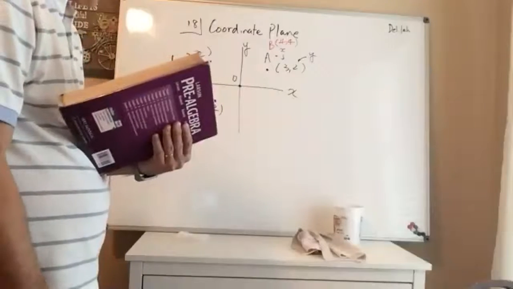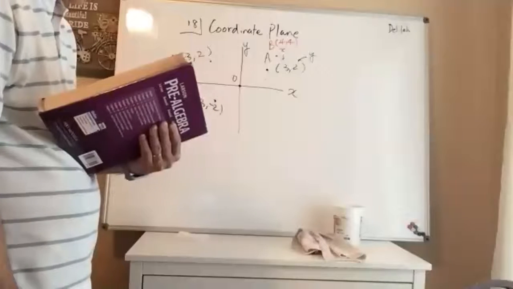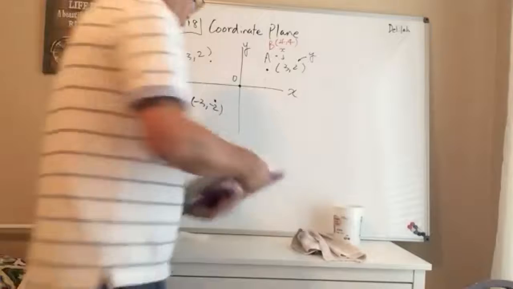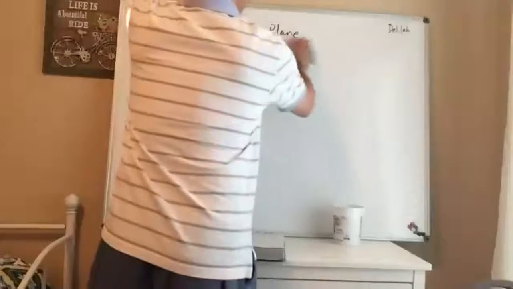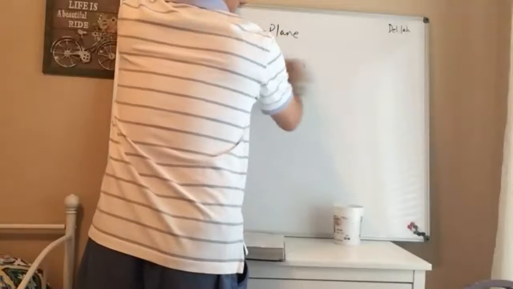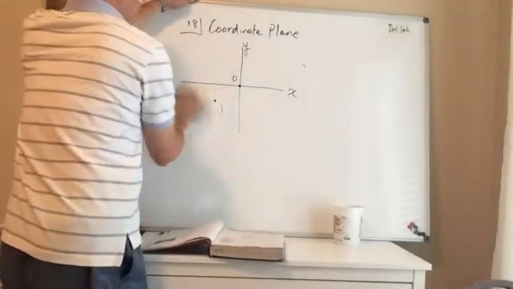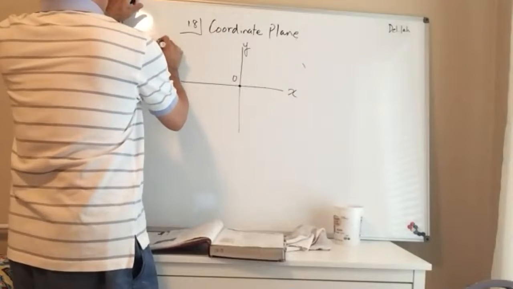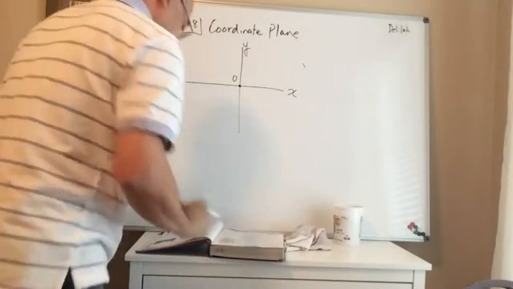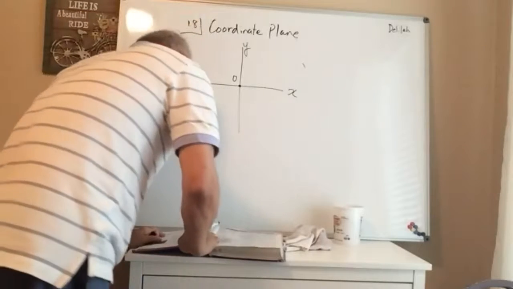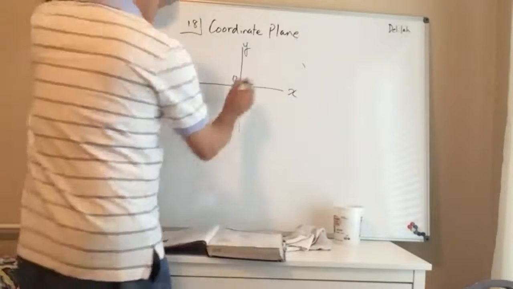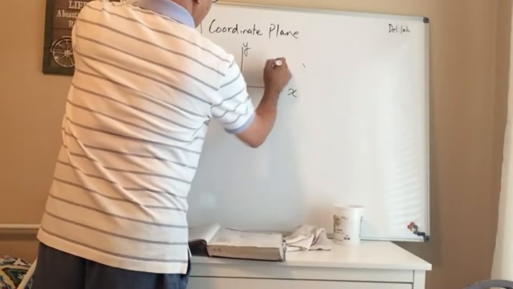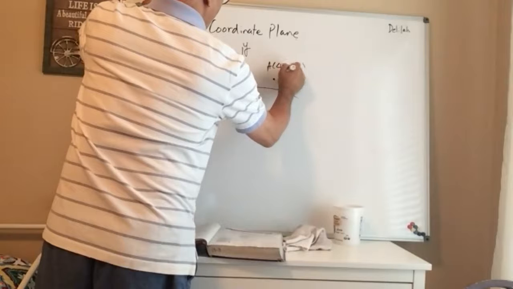Example number 2, plot the point in a coordinate plane. Describe the location of the point. So A, 4 and 1. So let's see if we can do this. We're on example number 2. A is 4 and 1. So I go 1, 2, 3, 4, up 1. A is 4 and 1.